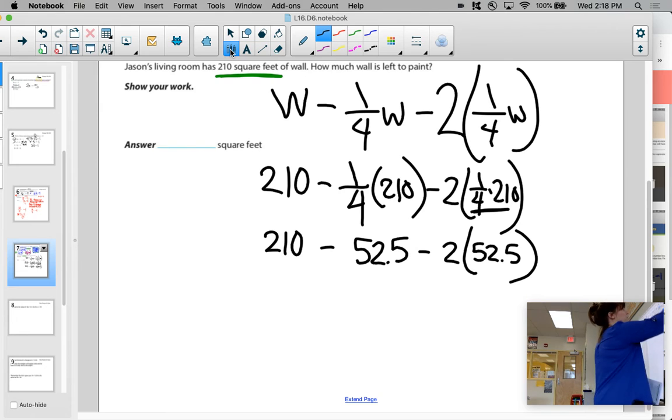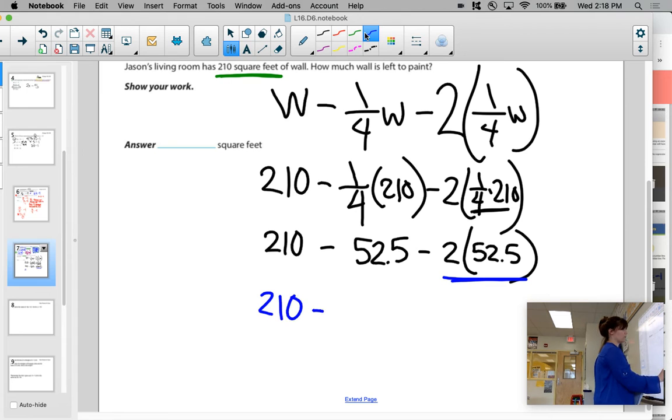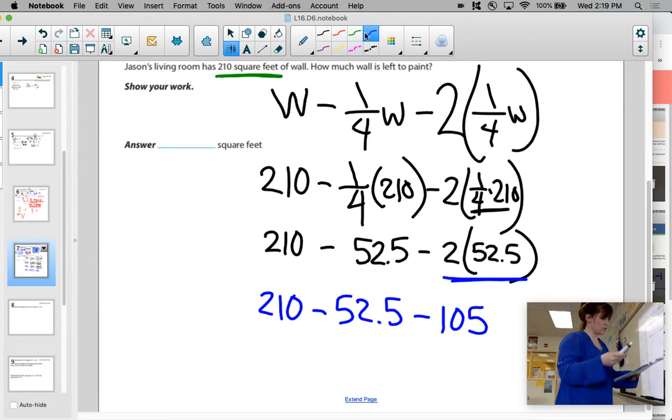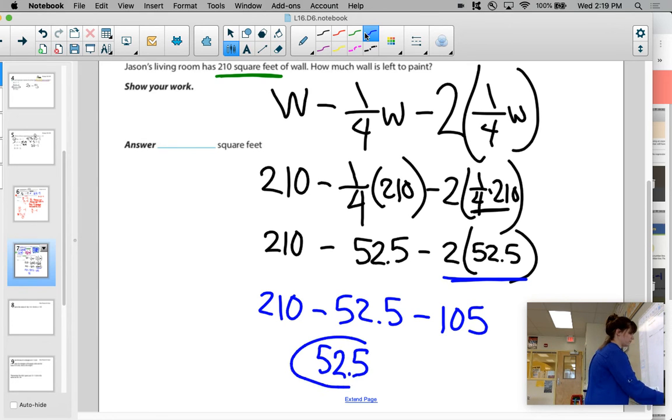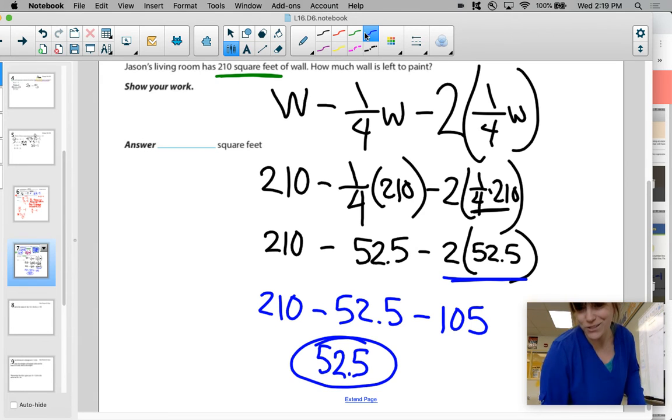Now I need to multiply this part before I can start my subtraction. So 210 is the total, and then I'm going to subtract out Monday. And now what is 52.5 times 2 is 105. And then I can do my subtraction. And when I plug in all those numbers, I should get 52.5. So 210 minus 52.5 is 157.5 minus 105 is 52.5. Just works out that way.